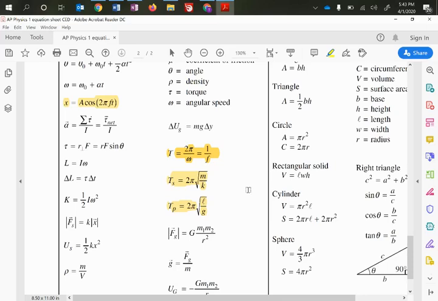Hi, gents. What we're looking at here on the screen is a portion of the AP Physics 1 equation sheet, and you can see it in the highlighted pieces there. We have all of these equations we've been talking about recently.